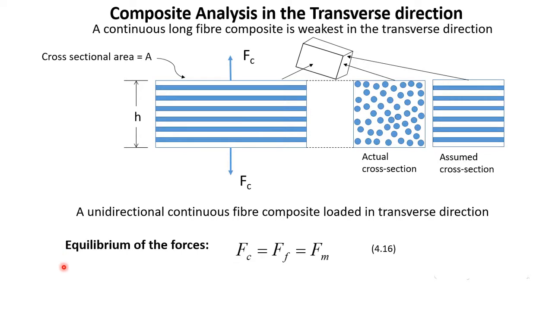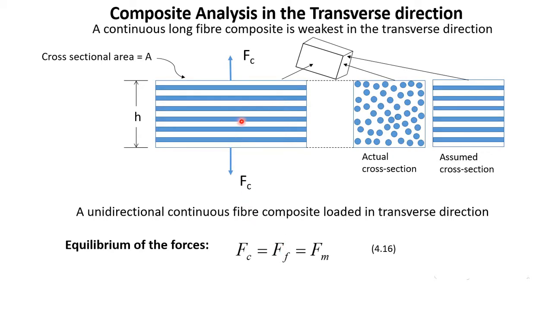Now first we will do the equilibrium of forces. Fc, which is the force on the composite, is equal to Ff, which is the force on the fiber, and Fm, which is the force on the matrix, because in this case we are assuming this layered arrangement. Therefore, whatever force we apply on this composite will be the same force experienced by each layer, because they are essentially not sharing the load. Each layer has to take the load.